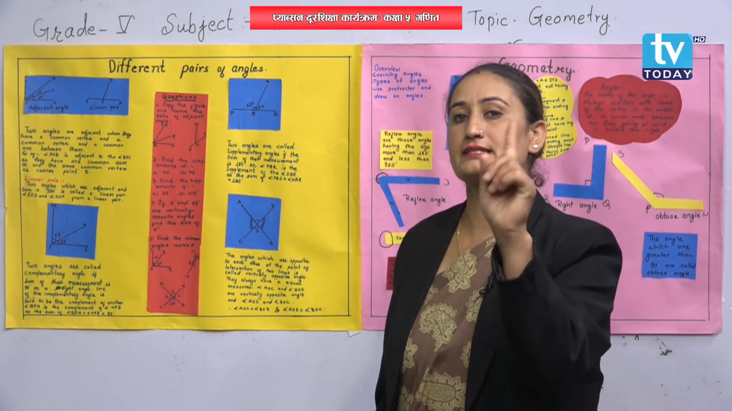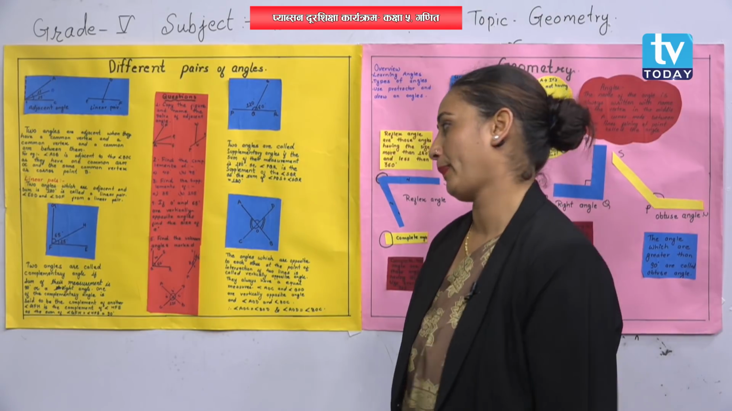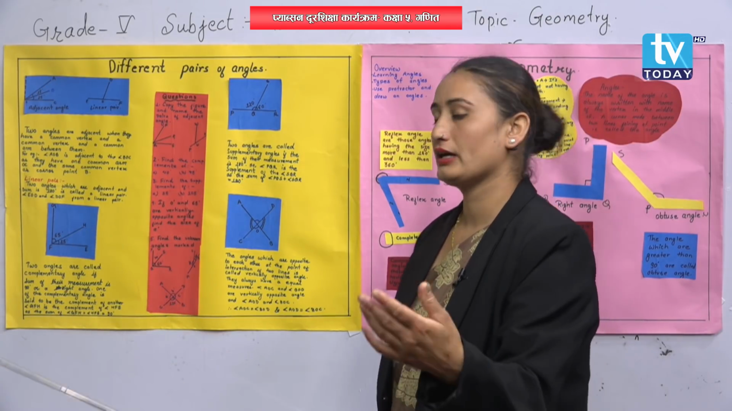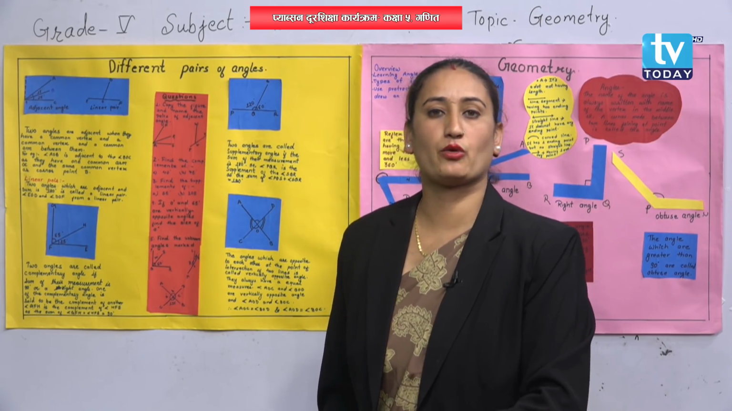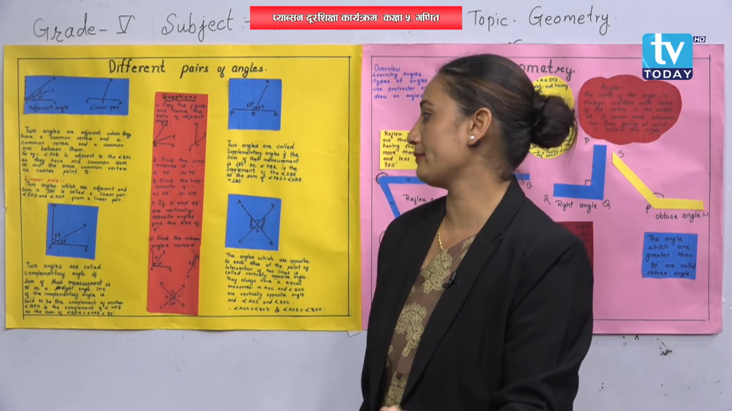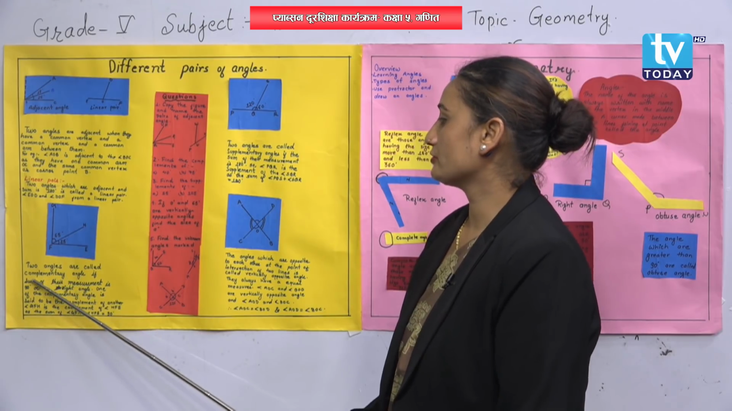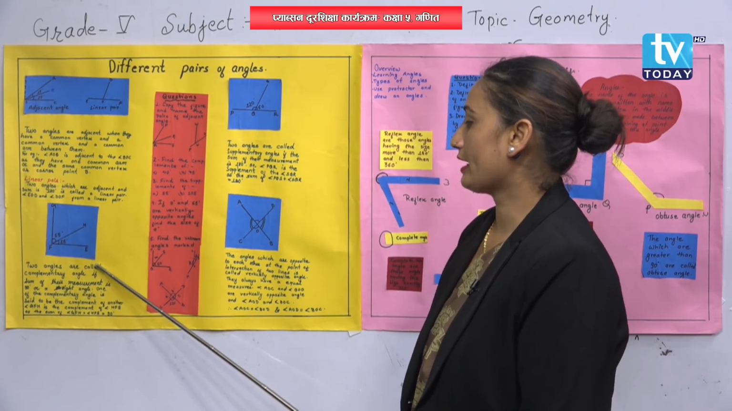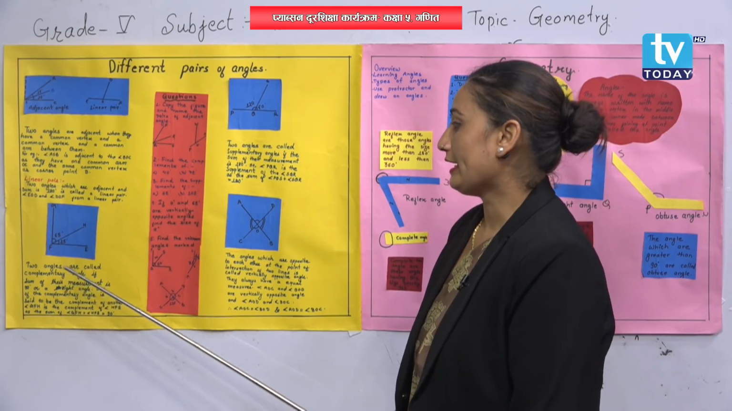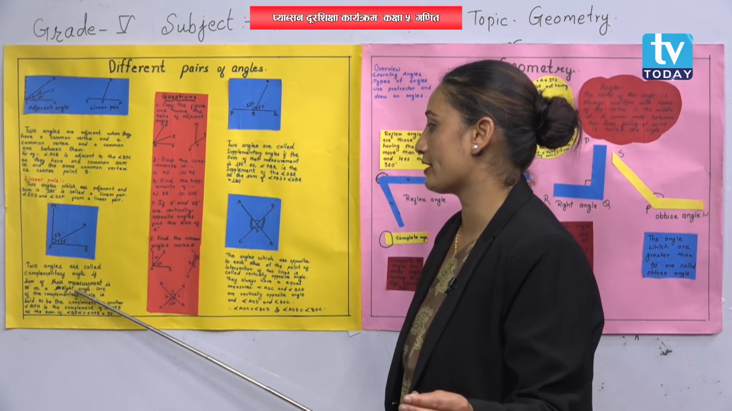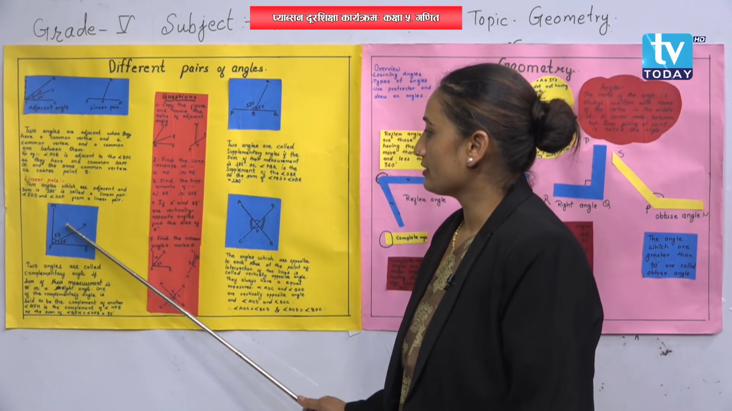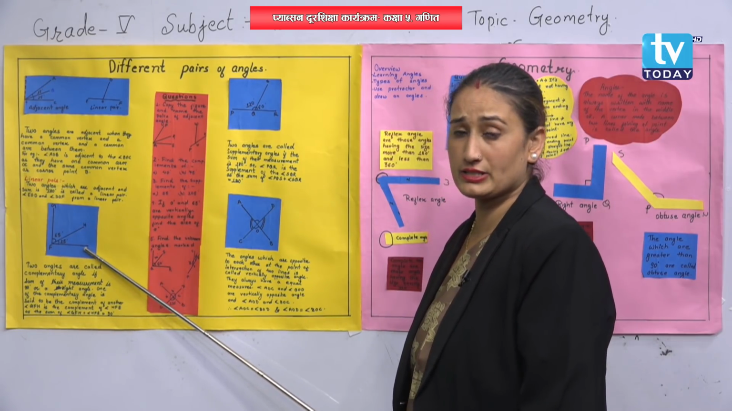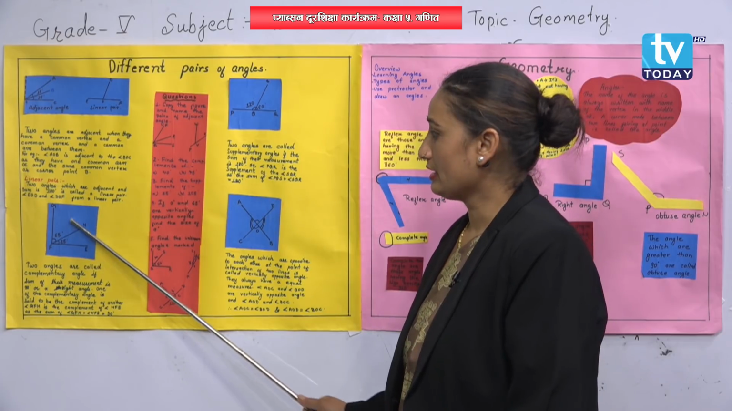First one is adjacent angle. Now the second one. What is the second one? It's a complementary angle. Two angles are called complementary angles if the sum of their measurements is 90 degrees or a right angle. See here in this figure. Have you seen this figure?